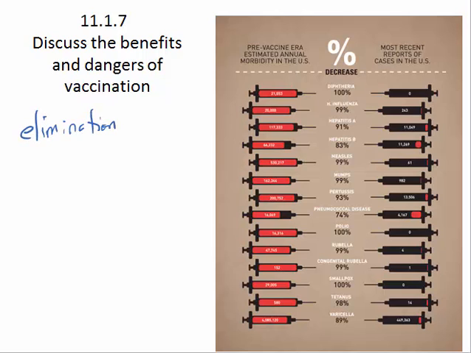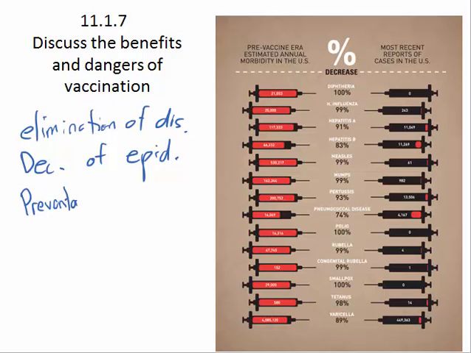Elimination of diseases as a benefit. You can decrease the spread of epidemics. So these diseases that can kill a huge number of people can be decreased or totally eliminated. You are doing preventative medicine rather than medicine of responding to diseases. And preventative medicine is cheaper than trying to deal with someone who's already sick.